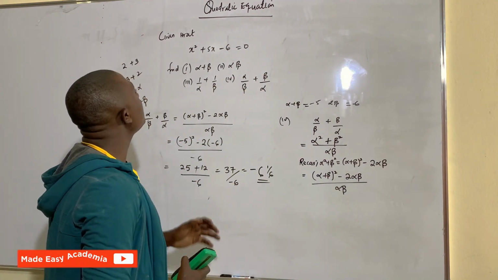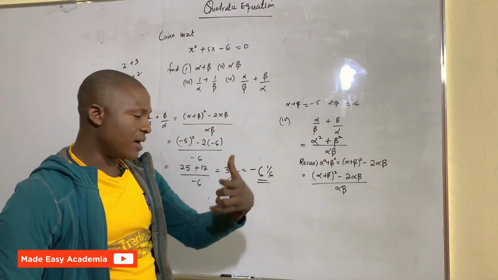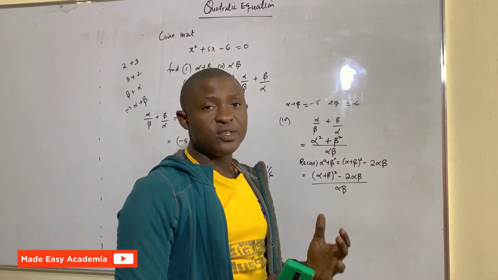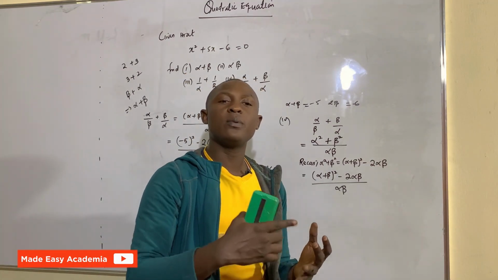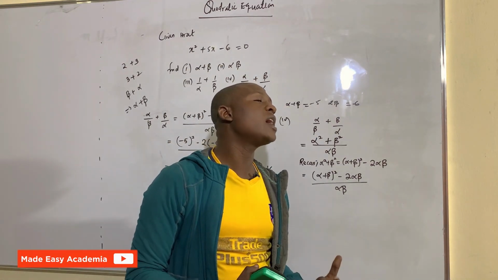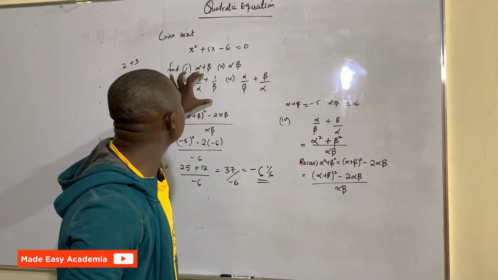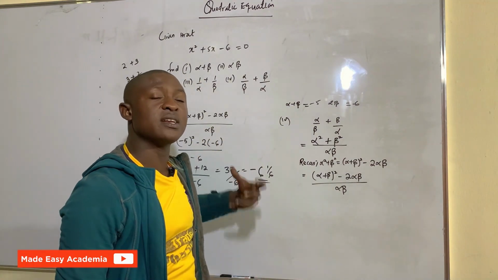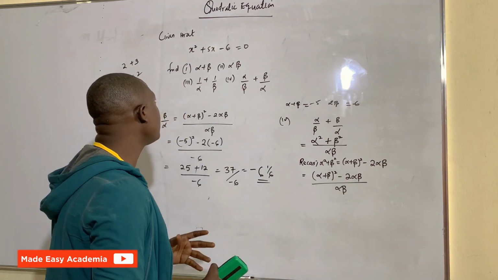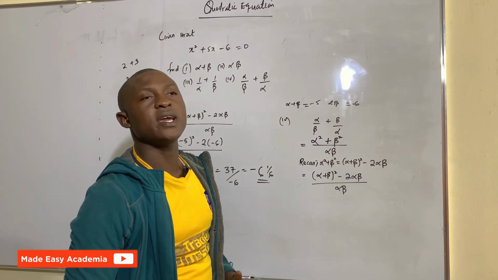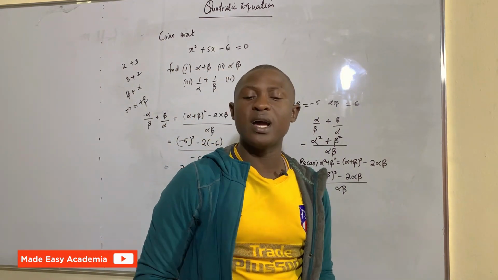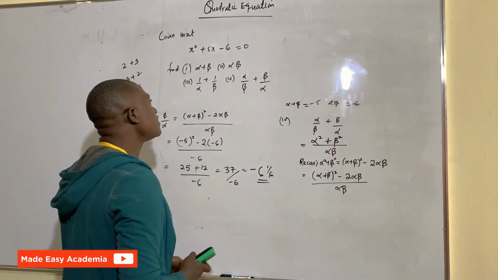Just note, when we have alpha plus beta, that one is minus b over a. If you have alpha beta, that one is c over a. If you have alpha squared plus beta squared, that one is alpha plus beta all squared minus 2 alpha beta. And if you have a problem like this, the next thing for us to do, if you don't have a standard formula for it, is to simplify until you arrive at the expression we are talking about. Some problems will ask us to find alpha squared minus beta squared, or alpha minus beta all squared. So let's find the derivation of that as well.